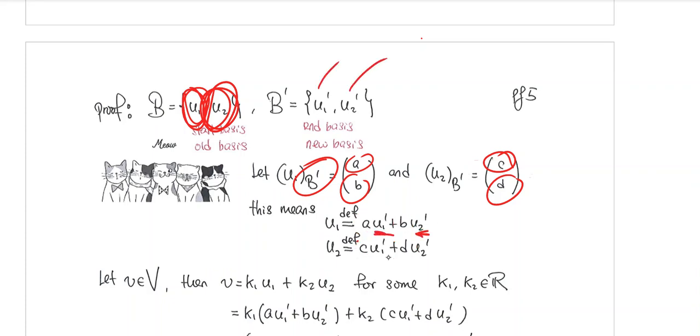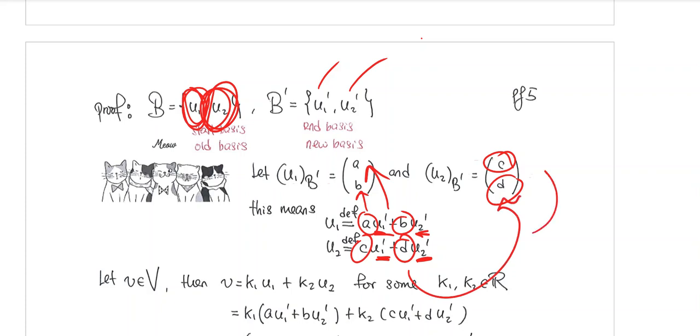So these are the basis vectors. The numbers are the coordinates.